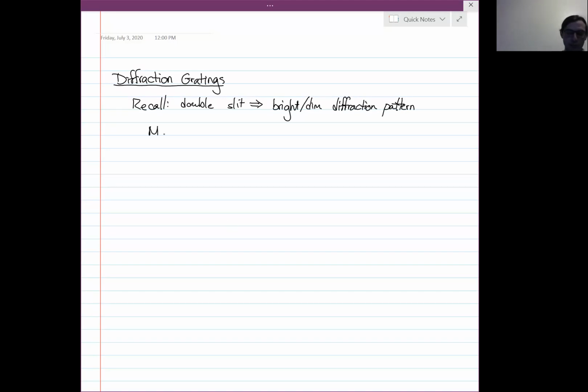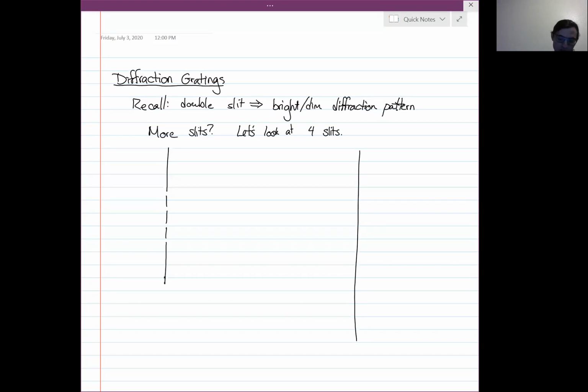So what happens if we add more slits? Instead of 2 slits, what if we have 3 or 4 or 5? For the sake of ease of the arguments I'm about to make, let's look at 4 slits. I'm going to do my best to draw this as well as I can. But let's imagine that we have 4 slits, all equally spaced.